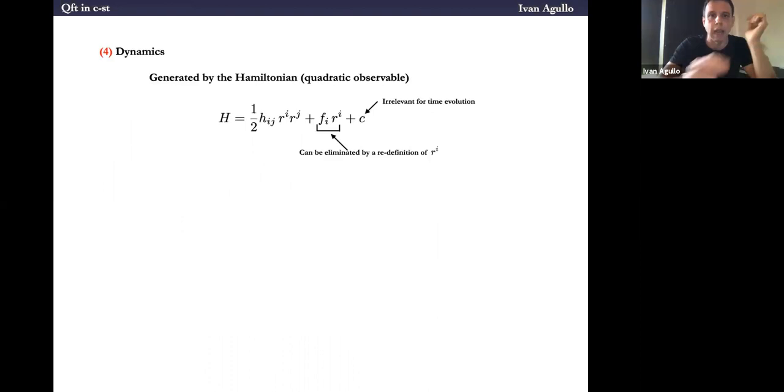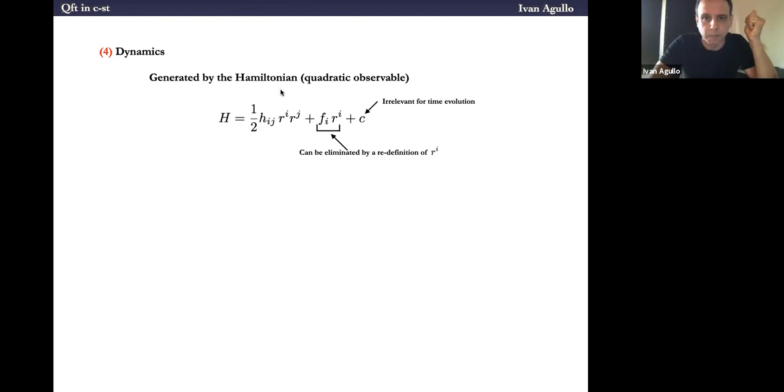Dynamics is generated by the Hamiltonian, which is a special function and is a quadratic observable for linear theories. Normally, the constant term C doesn't generate dynamics because it Poisson commutes with any other quantity, so it's irrelevant for dynamics. And the linear part can be eliminated by changing coordinates. So normally I will focus on the quadratic part.